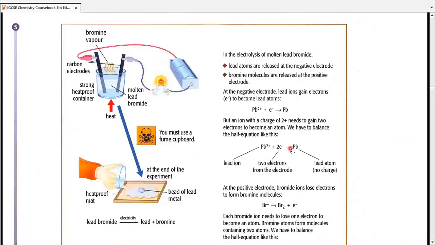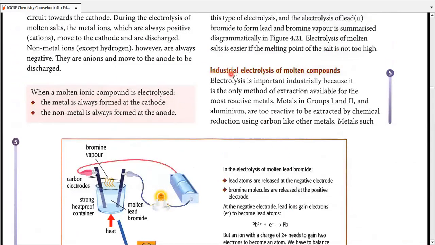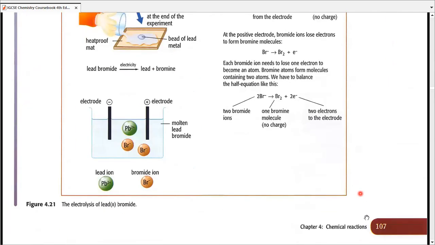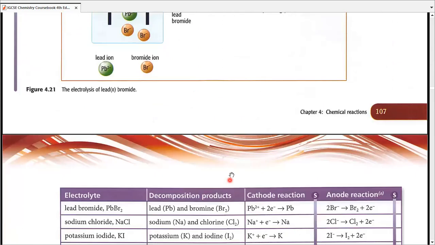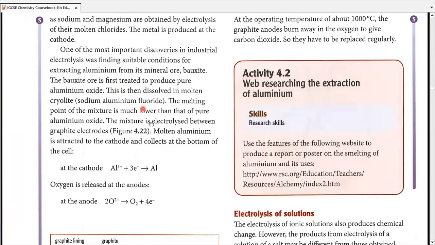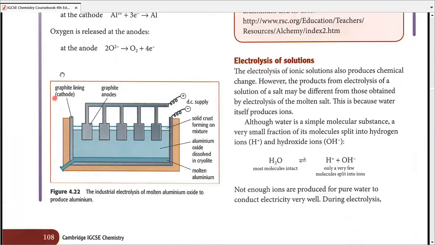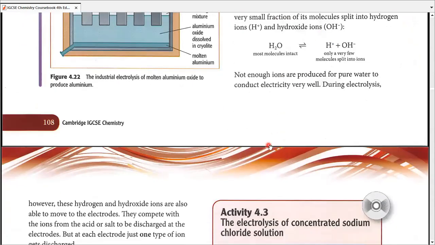Now, in between these parts, what you're going to see is industrial electrolysis. For molten compounds, there is an industrial electrolysis present on page number 107. And then it continues next. This is actually aluminum oxide, for which they discuss the industrial electrolysis. We're going to do this industrial electrolysis today. Then starts electrolysis of solutions.